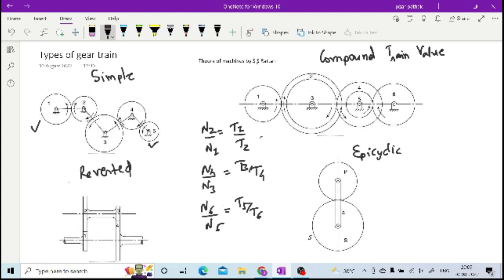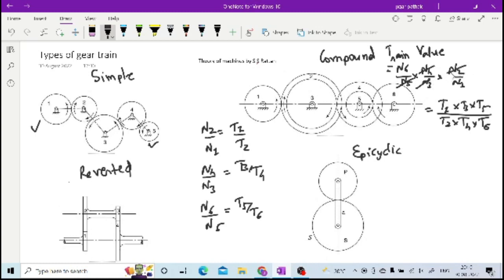So once you have all this, again you can go for finding this train value, which is n6 by n5 into n4 by n3 into n2 by n1 is equal to t1 into t3 into t5 divided by t2 into t4 into t6. Now if you observe here, 4 and 5 are on the same shaft, so n5 and n4 must be the same. 3 and 2 are on the same shaft, so n3 and n2 must be the same.